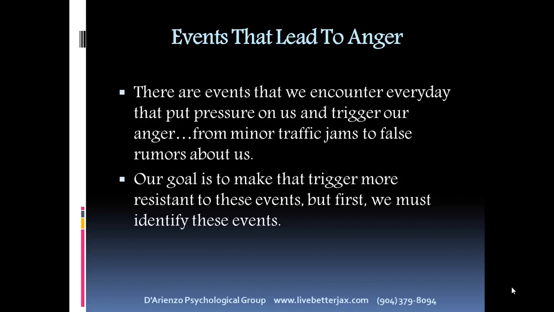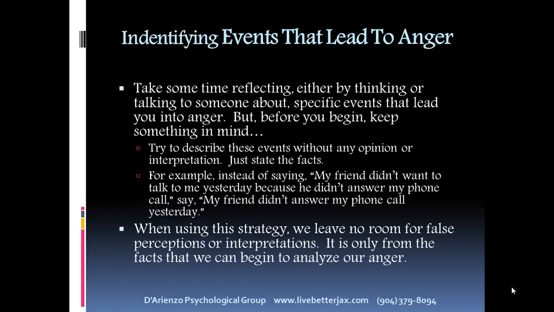So our goal is to make that trigger more resistant to these events, but first we must identify these events. So what we want to do again is not be triggered, or make triggers less resistant, and also not be triggered by triggers. So let's take some time. First we've got to identify events that lead to anger. So let's take some time reflecting, even by thinking or talking to someone, about specific events that lead you into anger. But before you begin, I want you to keep something in mind.